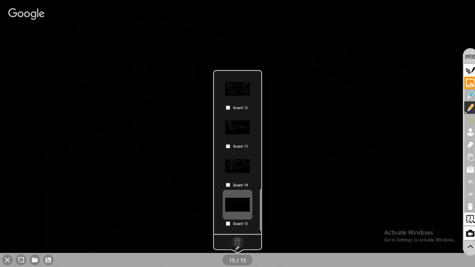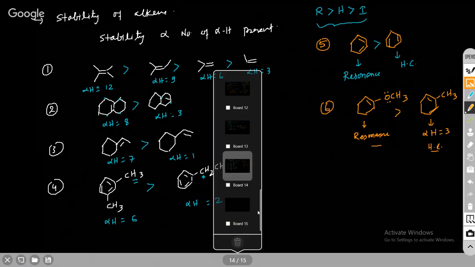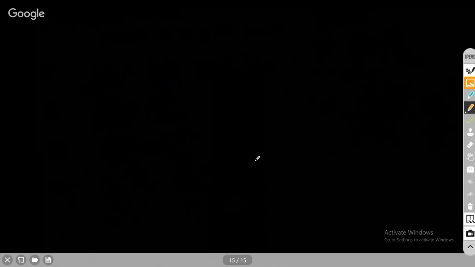See, in the first 4 examples that I have given you here, in all these examples, the number of alpha hydrogens is different, right? But what happens if the number of alpha hydrogen is the same in the given compounds? For example, suppose I give you this example: we have CH3, C double bond CH2, CH3. This is one compound.